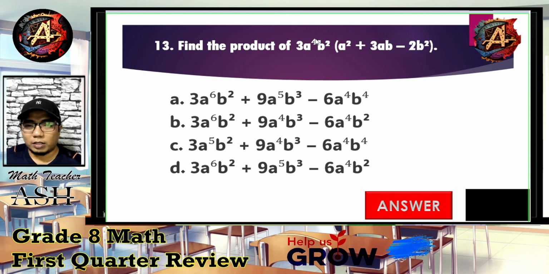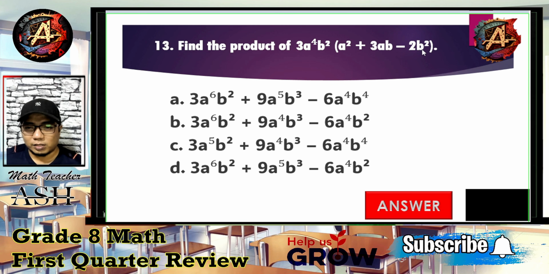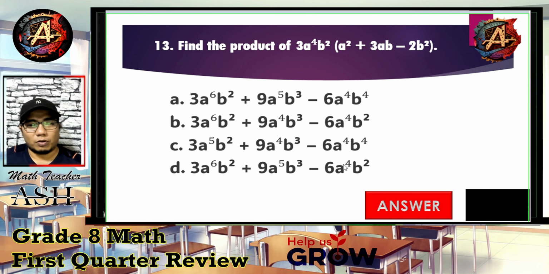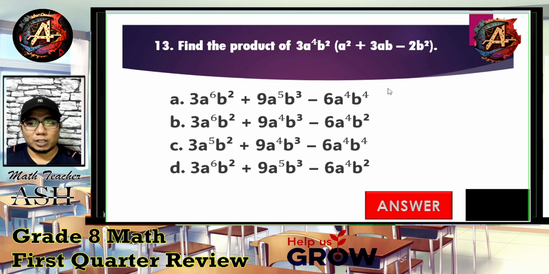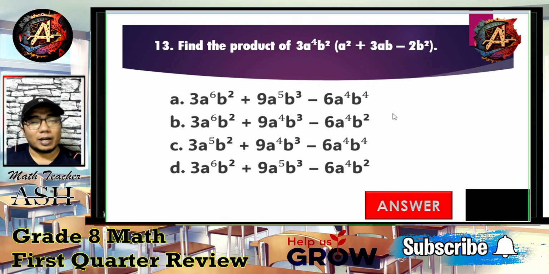A to the fourth, there is no a for this third term. So therefore, we just copy a to the fourth. Okay. And lastly, we have b squared times b squared. That would be b to the fourth power. So therefore, our correct answer for this one is letter A. Let's check whether we are correct.